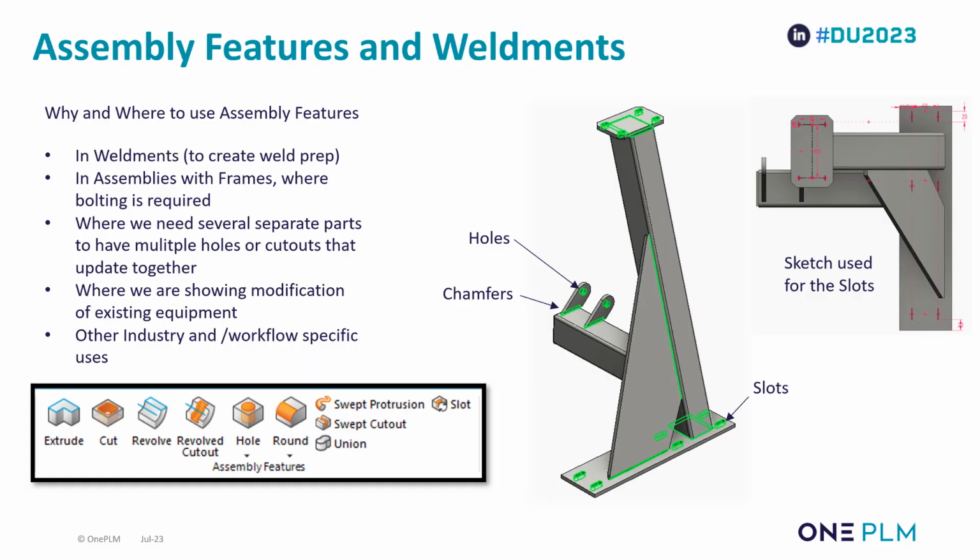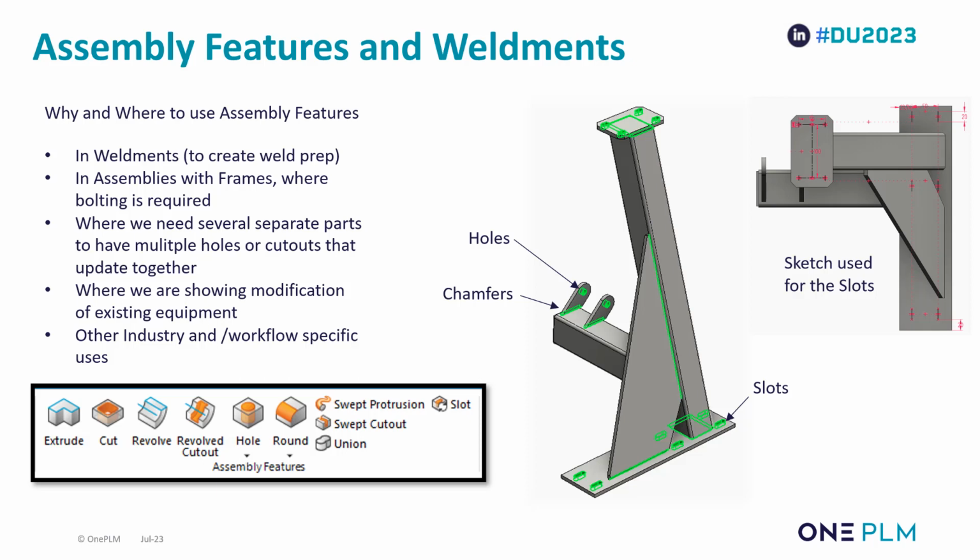Okay, next we're going to have a look at assembly features and weldments. What and where do we use these? So assembly features, we use them in weldments, predominantly to create weld gap. We use them in assemblies with frames where bolting is required.